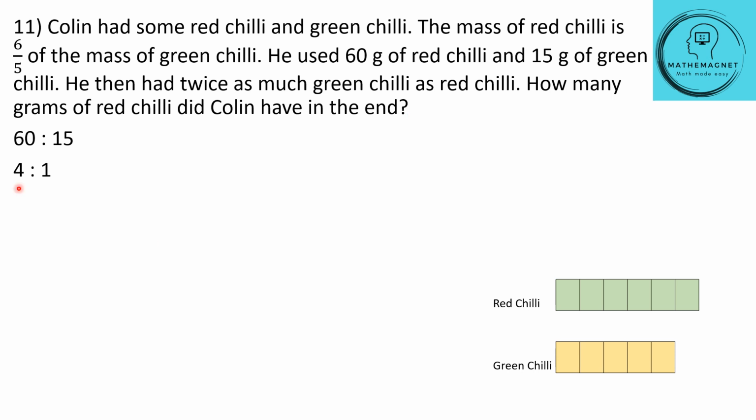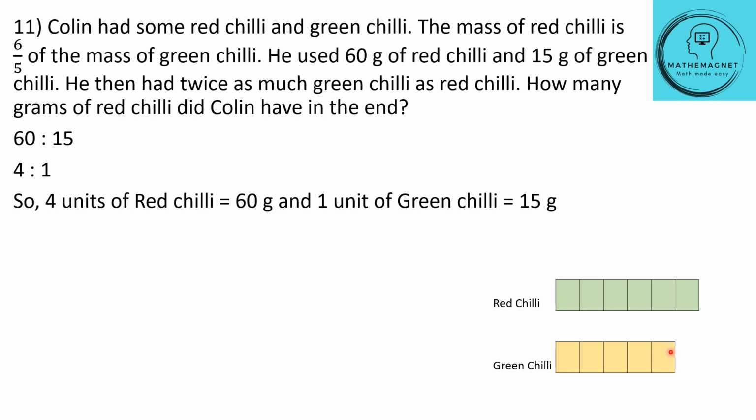So which means 4 units is equal to 60 and 1 unit is equal to 15. So basically, 4 units of red chilli will be equal to 60, and 1 unit of green chilli will be equal to 15 grams. So this much we have understood from the question.